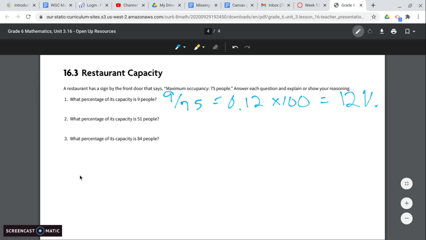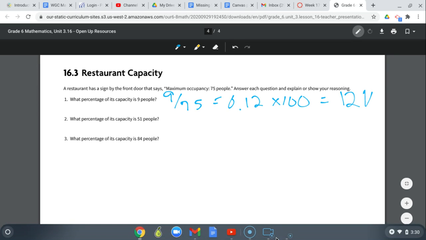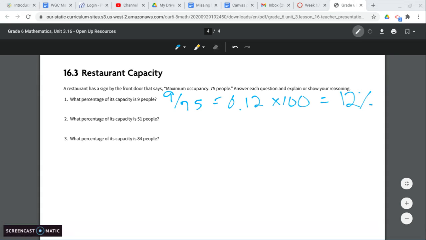It does not look like 12%. Hang on. 12%. So 9 people would be 12% occupancy. So for number 2, what percentage of its capacity is 51? Same idea. 51 divided by 75 equals 0.68. We multiply that by 100. So we find that its capacity is at 68%.